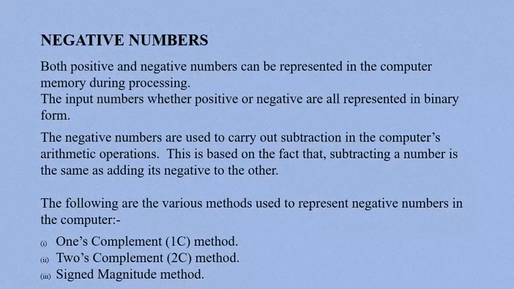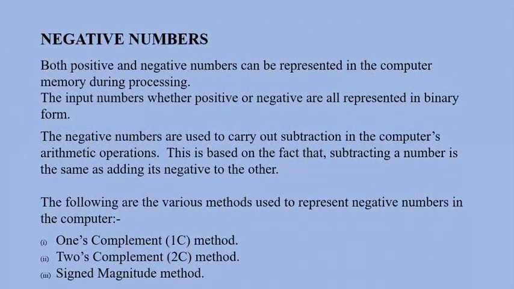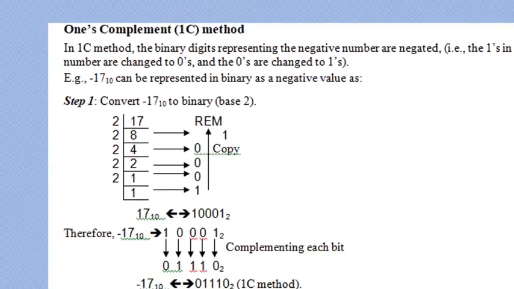The following are the various methods used to represent negative numbers in computers. Therefore, in an exam situation, if you are asked to name how computers represent sign bits or negative numbers, you will give these 3 methods. Number 1 is 1's complement method. Number 2 is 2's complement method. Number 3 is signed magnitude method. Therefore, those are the 3 methods used to represent negative numbers. Therefore, let's go one by one. Let's start with 1's complement or 1C.